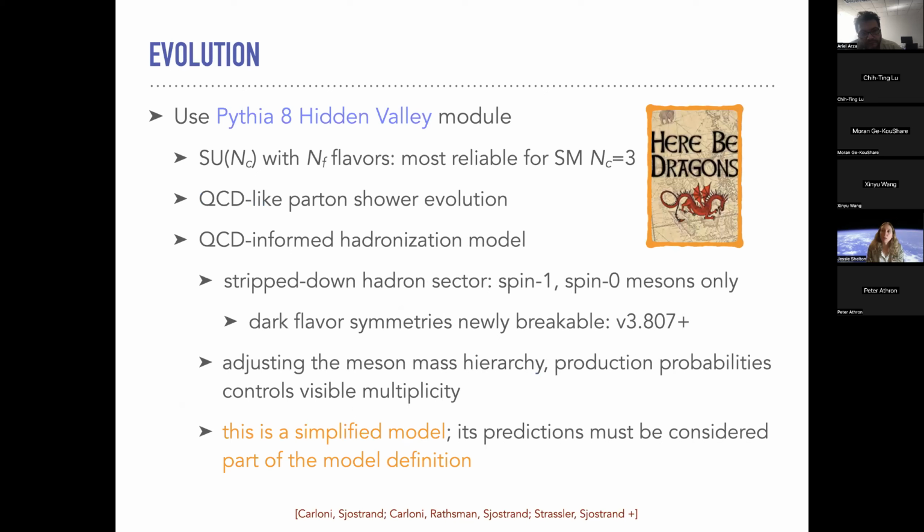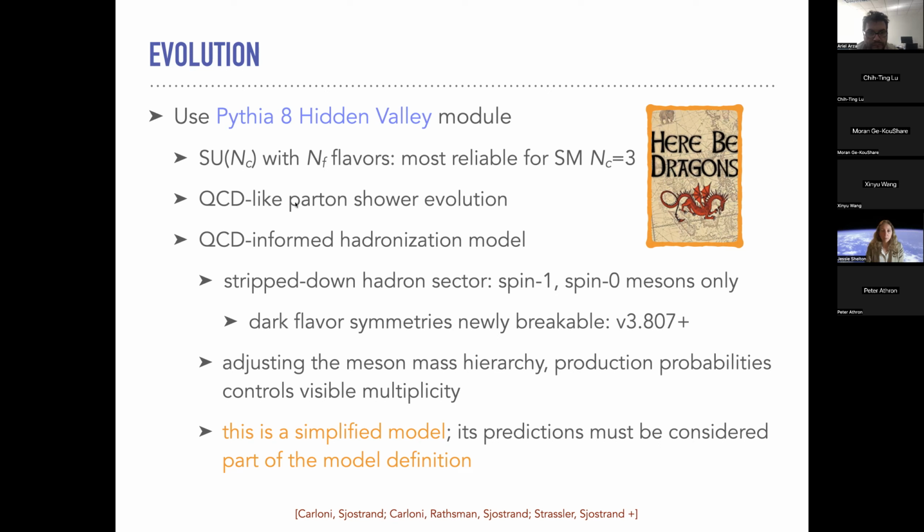For the evolution, for all the work I'll be talking about, we use the Pythia 8 Hidden Valley module. This was developed by Torbjörn Sjöstrand and collaborators. It describes an SU(NC) gauge theory, with NC the number of colors, with a variable number of flavors. Of course, it is most reliable for the standard model-like case, where the number of colors is 3, and that's what I will use here. This is based on QCD.